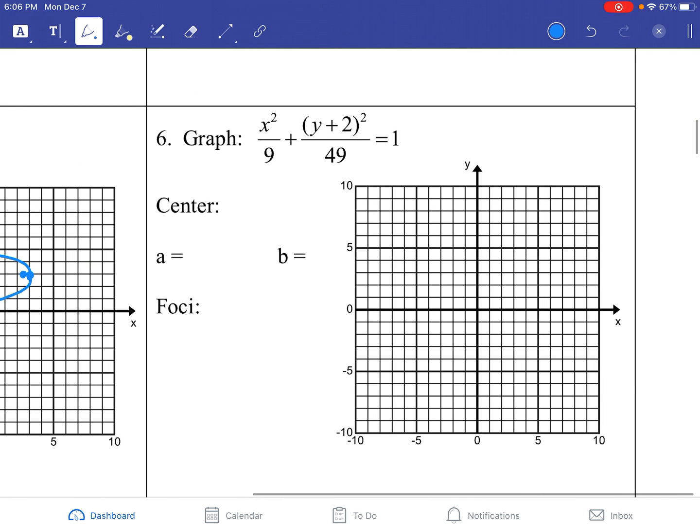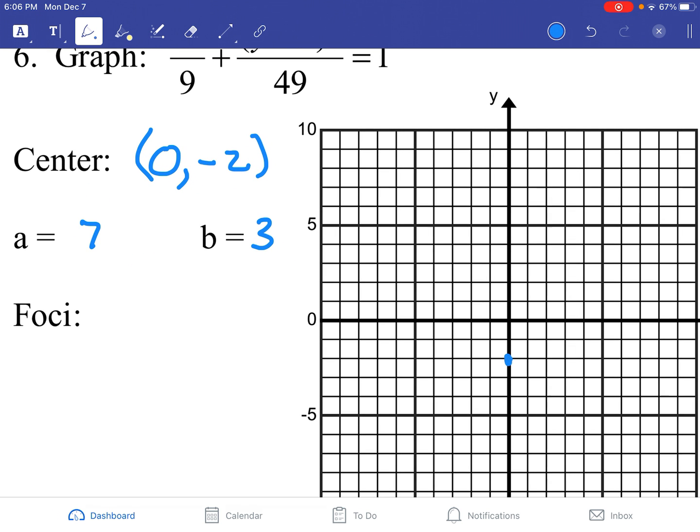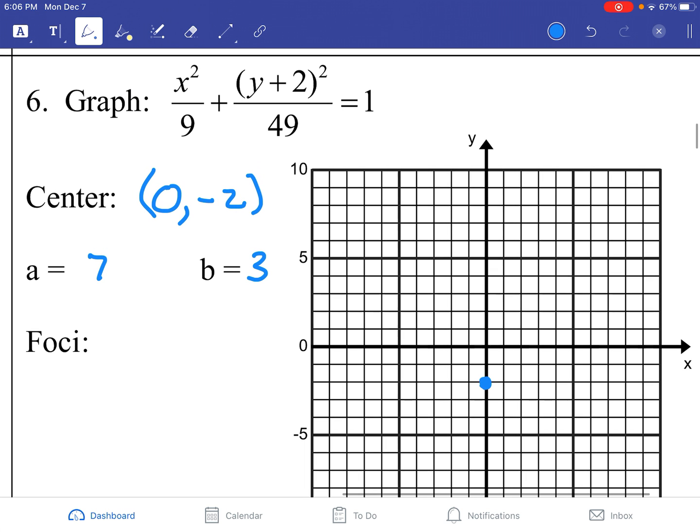All right, here again is an ellipse because it's a plus. Our center is going to be 0 comma negative 2. Our a value is now the square root of 49, which is 7. Remember, in an ellipse, the a value is always bigger than the b value. It means b is going to be 3. Okay, so let's put these values down. So 0 comma negative 2. This time the a value is underneath the y, so we're going to go up and down by 7.